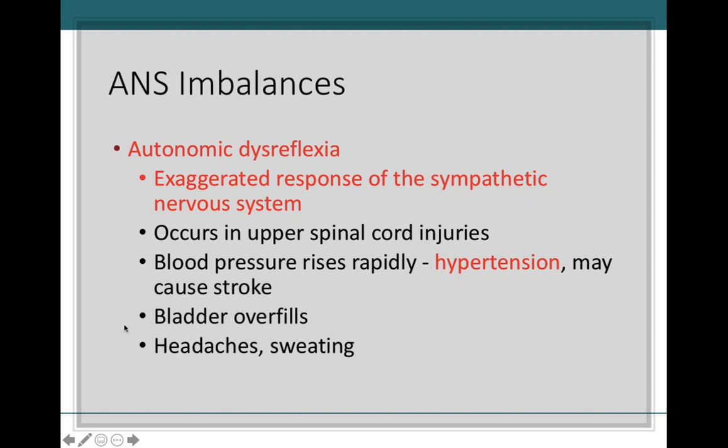The bladder empties due to parasympathetic response. So if the sympathetic response is taking over the parasympathetic response, that's going to cause the bladder to overfill. So that will conclude our lecture video for chapter 15 and the autonomic nervous system.